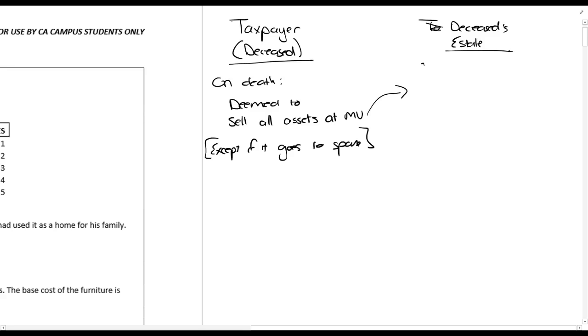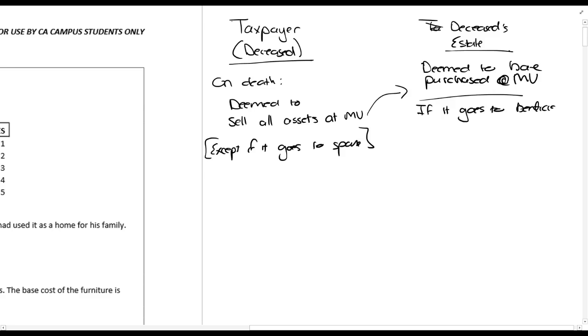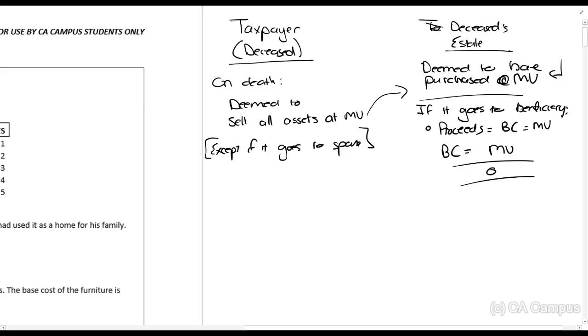So the deceased estate is deemed to have purchased at market value, and then if it goes to a beneficiary, let me start like this. The base cost equals the market value. Why? Because we purchased it at market value. The proceeds equals the base cost, which equals market value. So that makes it a nil capital gain. That's if it goes to the beneficiary.